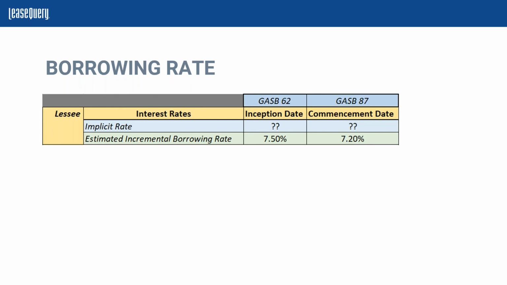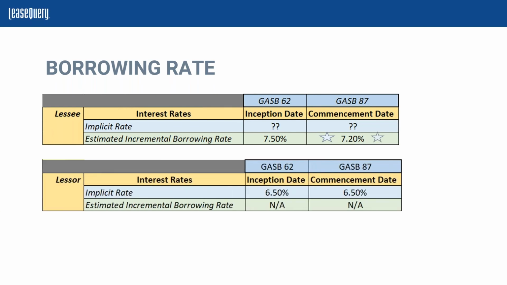So we're going to be applying the incremental borrowing rate. As of when? We need to determine this. Is it the commencement date, as you'll notice here, or is this actually going to be the inception date? So based off of what we've learned, this is actually going to be the commencement date. So the school will have a 7.2 borrowing rate to establish the lease liability.